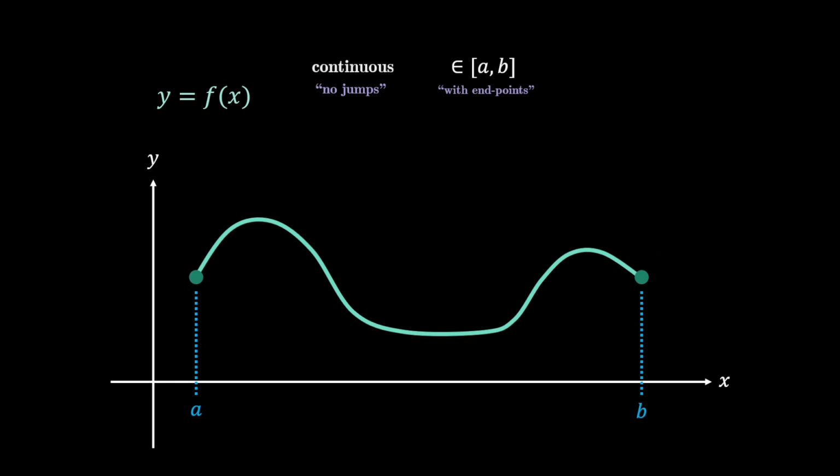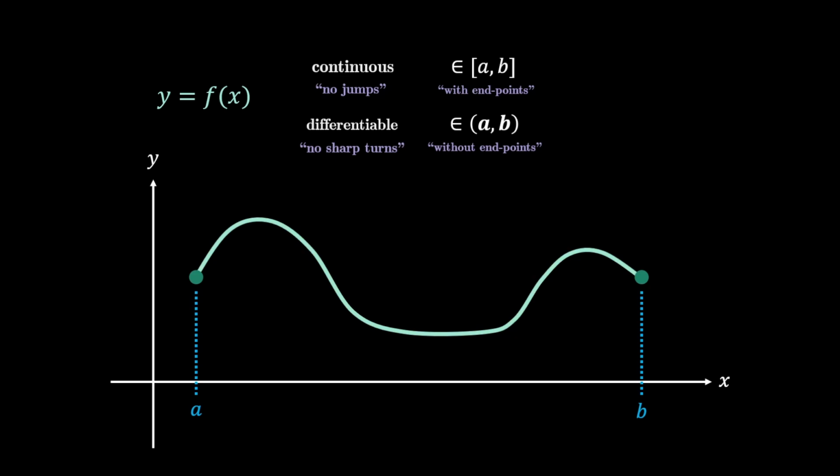Second, we assume that it is differentiable in the open interval a to b. By differentiable, we mean that it does not have sharp turns. Anywhere on this curve, it is not pointy, it is straight and smooth. And by open interval, we mean without the endpoints. So, this interior region highlighted yellow.